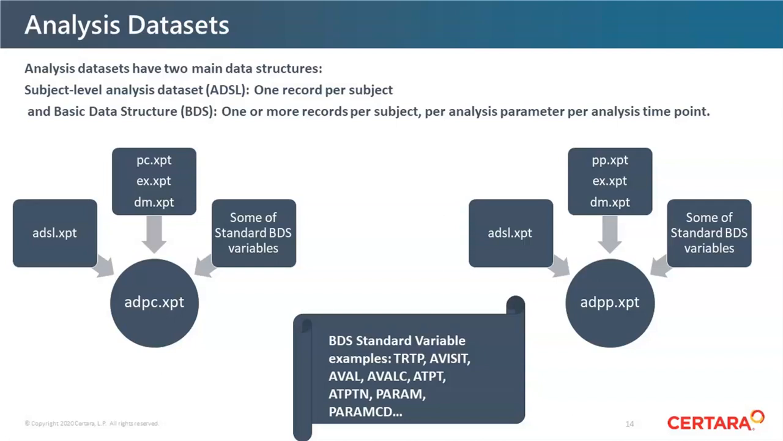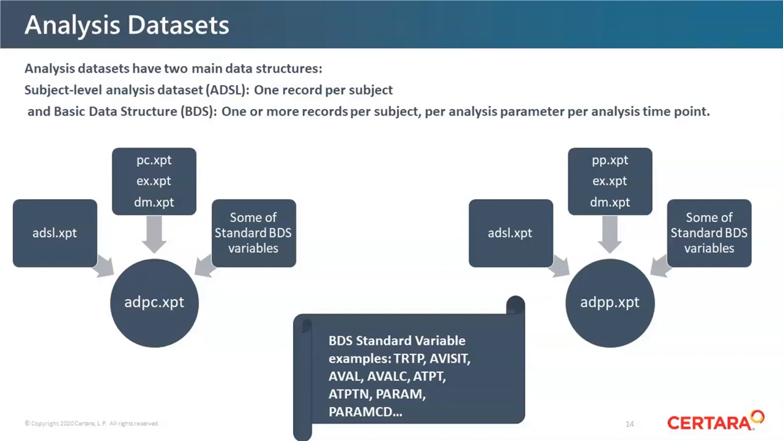Regarding naming convention, we do not have a defined name for analysis datasets, but we have a naming convention. The naming convention is to prefix each dataset by AD. Then we use the domain name just for more traceability. So it's ADPC for analysis dataset for pharmacokinetic concentrations, and ADPP for the parameters.